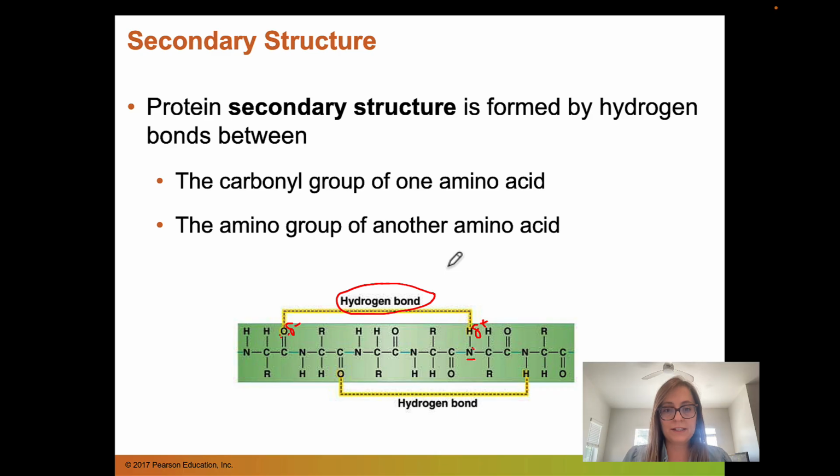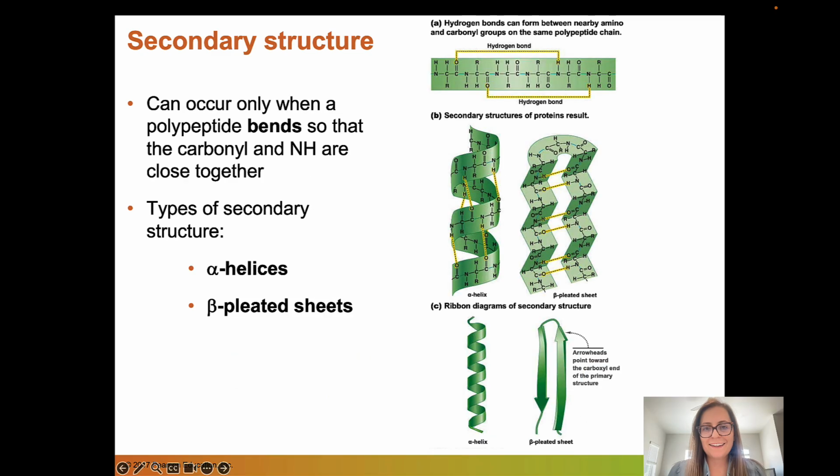Okay, so this is secondary structure. Again, hydrogen bonds in the backbone. The secondary structure is also where the protein starts to fold, because these hydrogen bonds can only occur when the polypeptide bends so that the carbonyl and the amino group are close together. And this can result in two shapes.